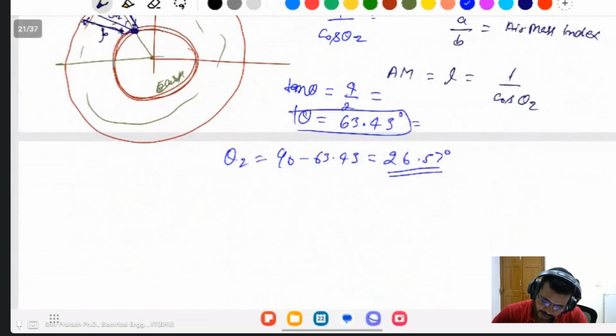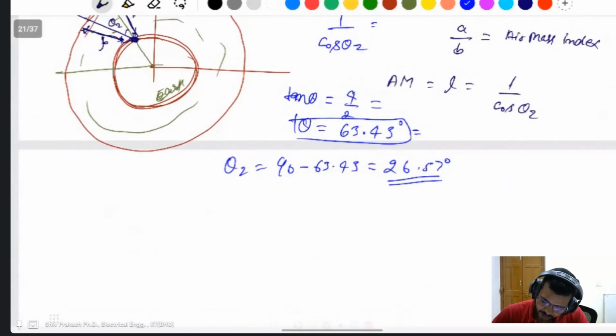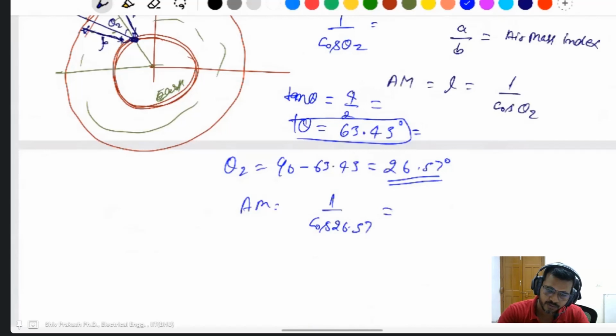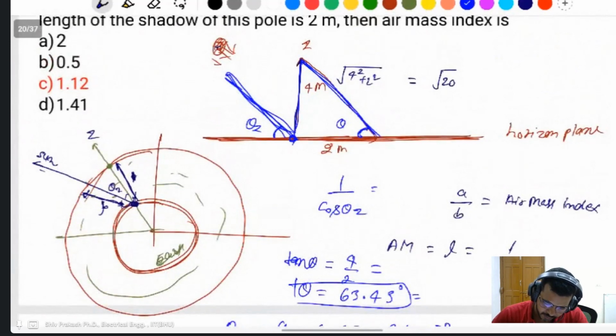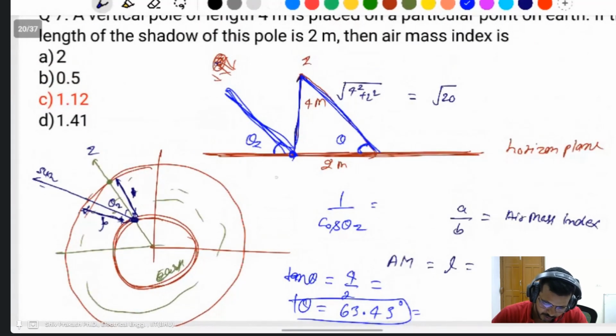Then you can apply the air mass index, 1 by cos of 26.57. We will get 1.12, 1.118, or approximately 1.1. This will not be correct, I think. Okay, we will calculate from this one.